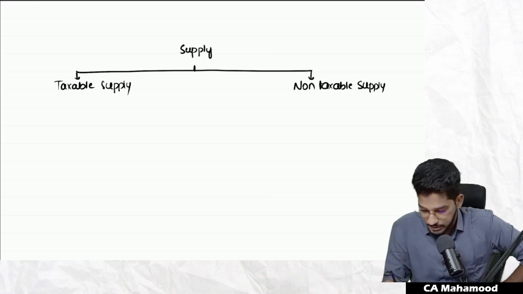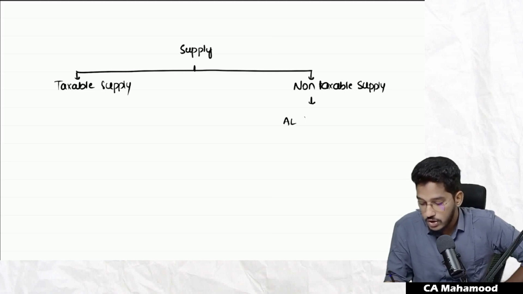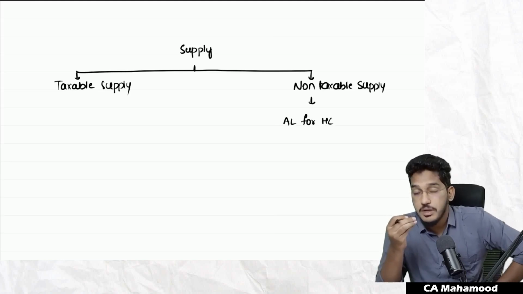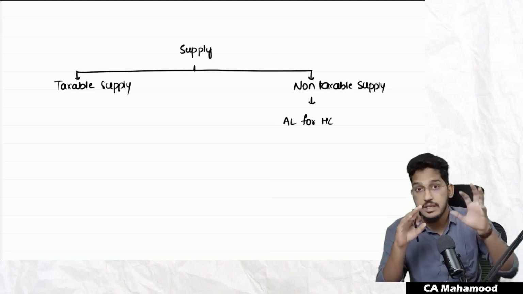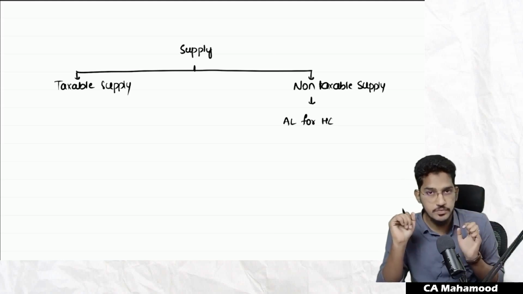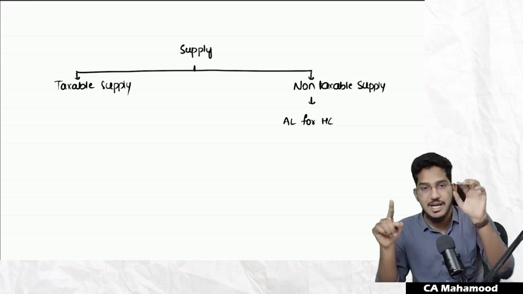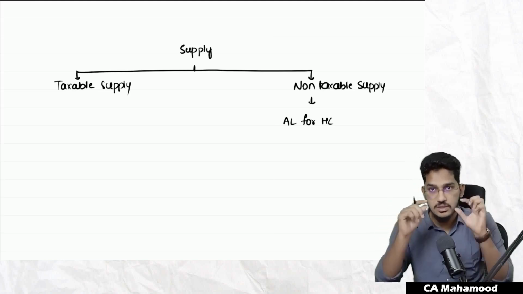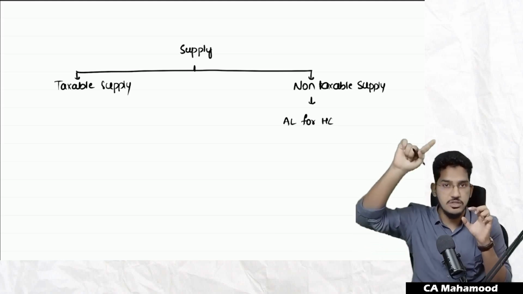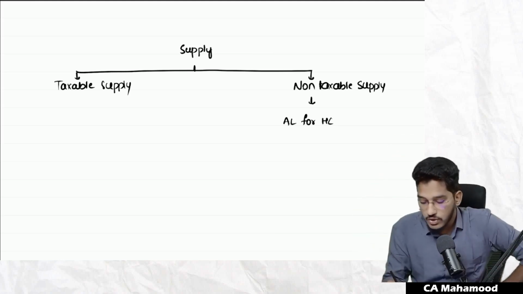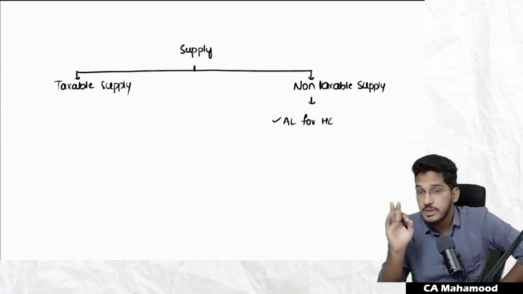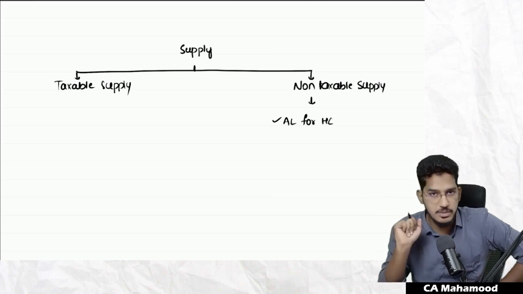For example, alcoholic liquor for human consumption. As we know, alcoholic liquor for human consumption is outside the purview of GST. GST is a tax on supply of goods or services or both, except alcoholic liquor for human consumption. This is how the term GST is defined under the Constitution itself. So the supply of alcoholic liquor for human consumption is not a taxable supply.